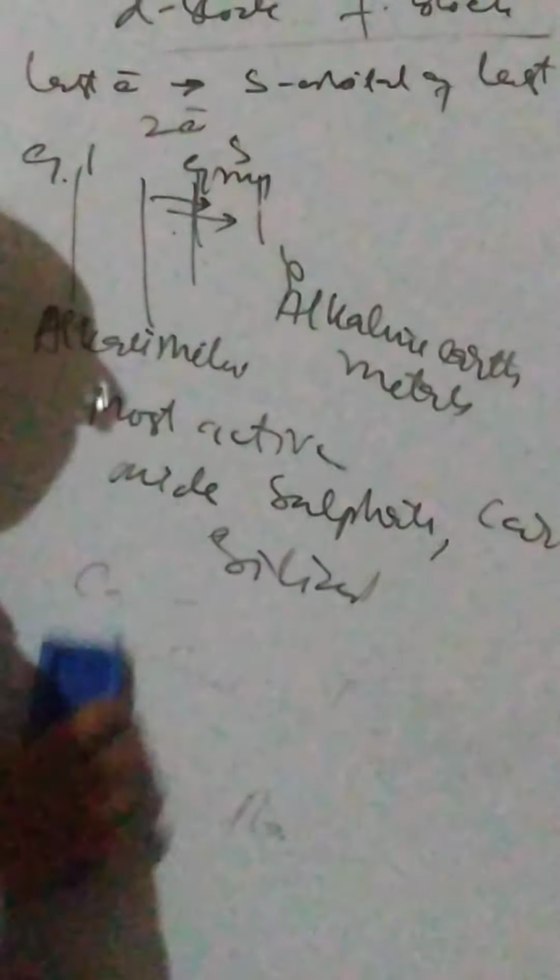Then we have an important property of these, which is called anomalous behavior of the first elements of each group. We know that elements of a group are similar in almost all properties, but the first elements of most groups, of these S block and even of the P block elements, have different properties than the rest of the elements.